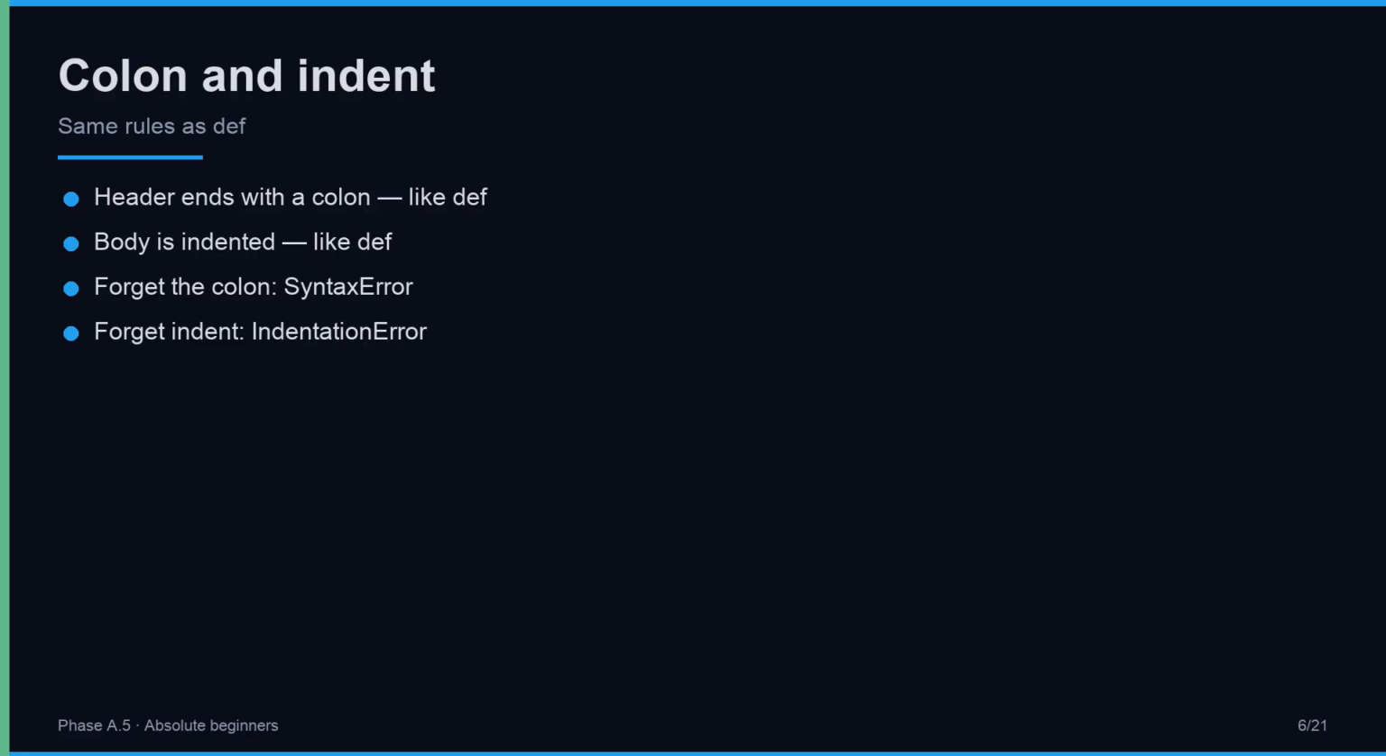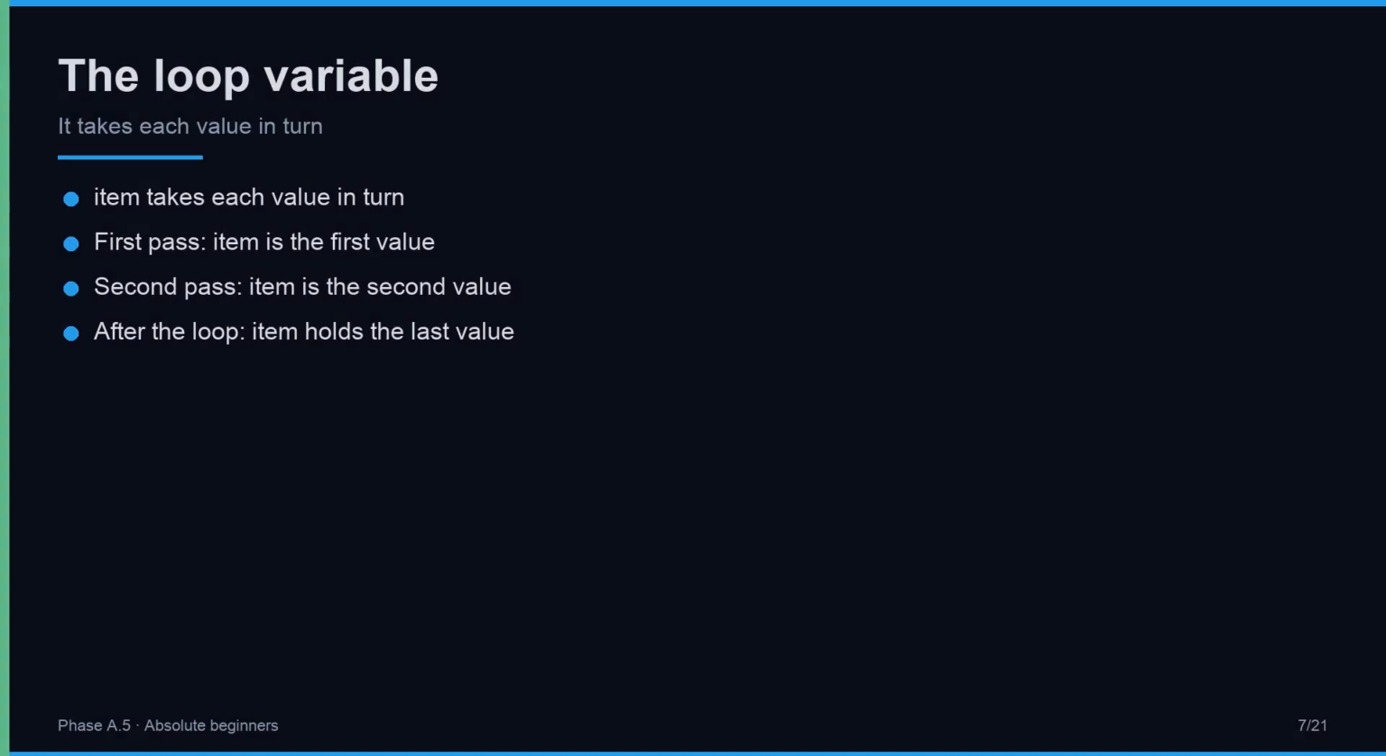Colon, then indent. The loop variable, the name between for and in, is your handle on the current item. On the first pass, the variable holds the first value. On the second pass, it holds the second value. On the third pass, the third. You do not assign it yourself. Python assigns it for you, automatically, before each run of the body.